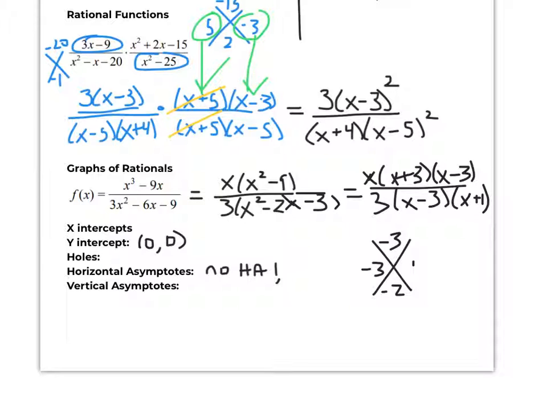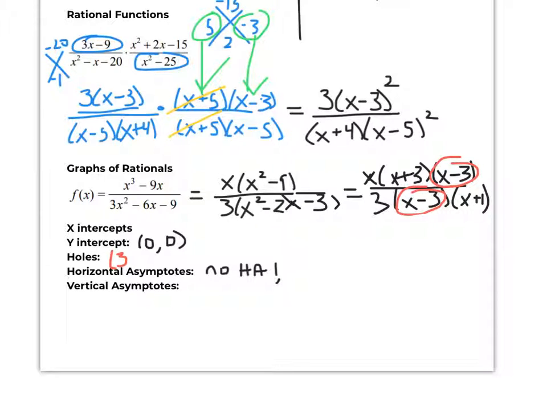Okie dokie. Up next, once you factor, we have to see if there's a hole. A hole means you have the same factor in the numerator and the denominator. So in this case, I have an x minus 3 in the top and the bottom, which means my hole happens when x equals 3, because 3 minus 3 gives me 0, which is going to give me 0 on the top and the bottom.